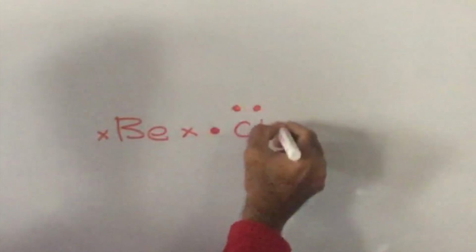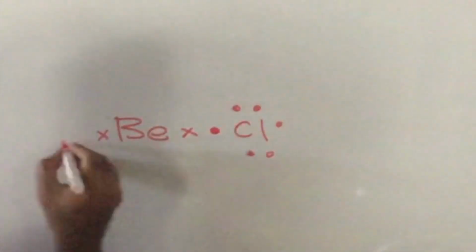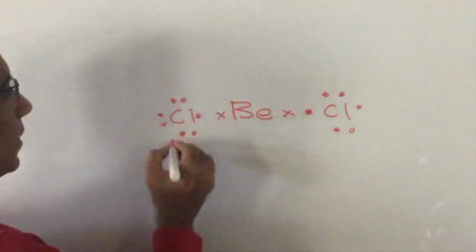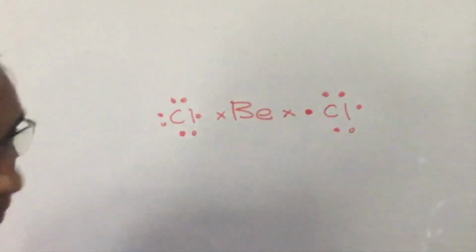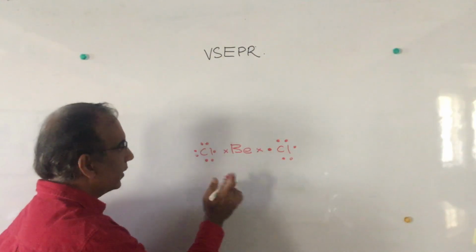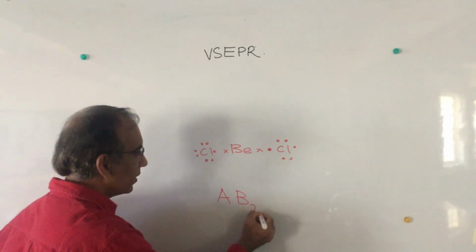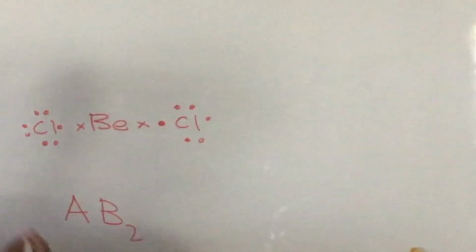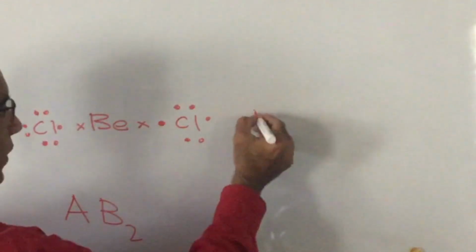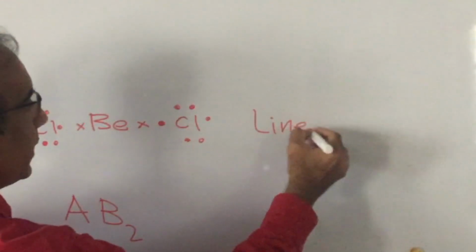including the valence electrons again. Chlorine here, BeCl2. This is a covalent structure. A, the central atom, 2 bonds, AB2, no lone pairs, so the molecular geometry of such a structure is linear.